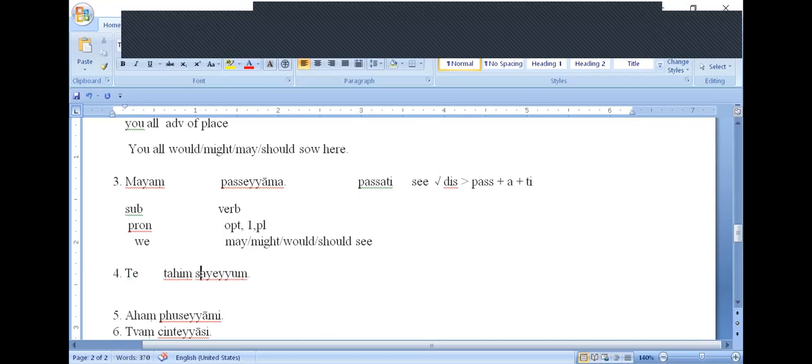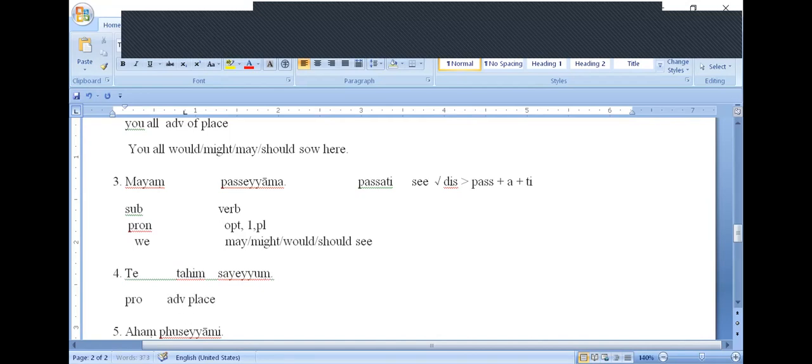Tahim sayayum. Okay. So, te is the pronoun, third person plural. Oh yeah, sorry, third person plural. Okay. Then tahim is the demonstrative adverb, an adverb of place.